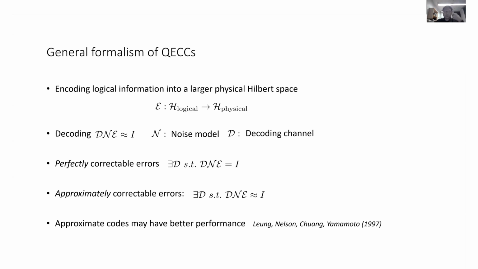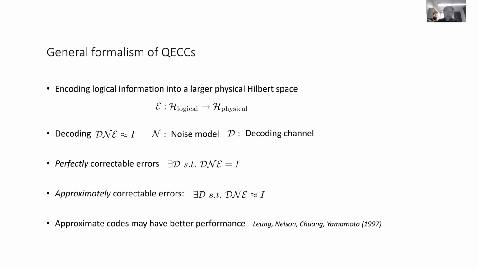So a quantum error correction code is first given by the so-called encoding procedure. The encoding procedure is going to embed logical information into a larger physical Hilbert space. So this is given by the encoding channel. Remember that in the quantum world, the only operations that you are allowed to do are quantum channels. And by quantum channel, what we mean is simply unitary operations plus tracing out some qubits. That's the only allowed quantum operation that you could have. So the encoding channel must also be a quantum channel.